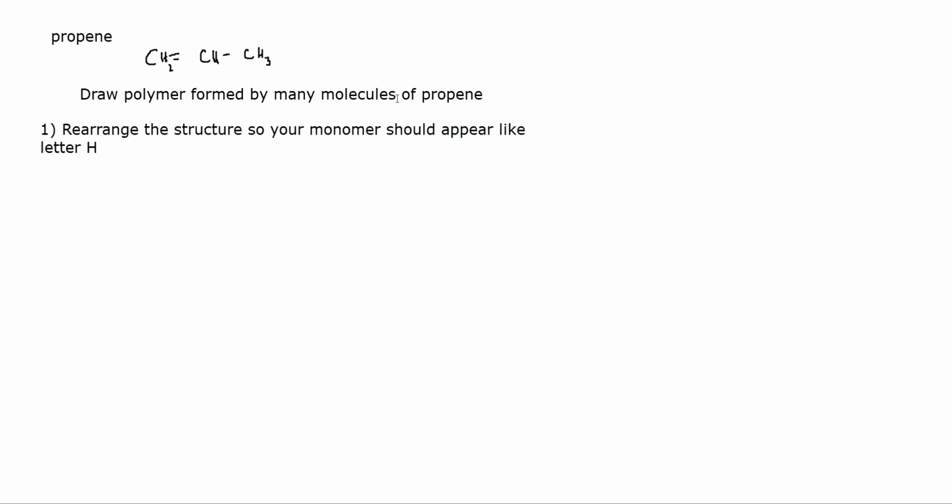So what is the meaning? How should it appear like letter H? So what you will do, whenever you rearrange, you will draw the monomer again. So what will be the monomer? This will be C double bonded with C, 2 bonds up, 2 bonds down. It means our monomer should always appear like letter H. So our monomer should always appear like this.